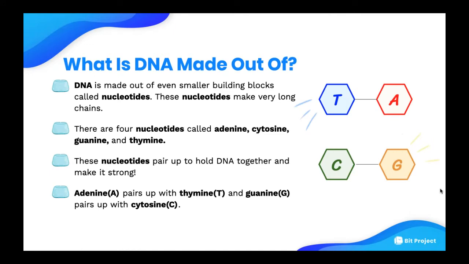And as you can see in the picture to the right, the nucleotides basically pair together. You can see that adenine, or A, pairs with thymine, or T, and guanine, which is G, will pair with cytosine, or C. And the reason that these nucleotides pair together in the first place is because they hold our DNA together and make it strong. Because if our DNA breaks, that's bad. And it can make us unhealthy and cause diseases and bad things if our DNA is not strong.